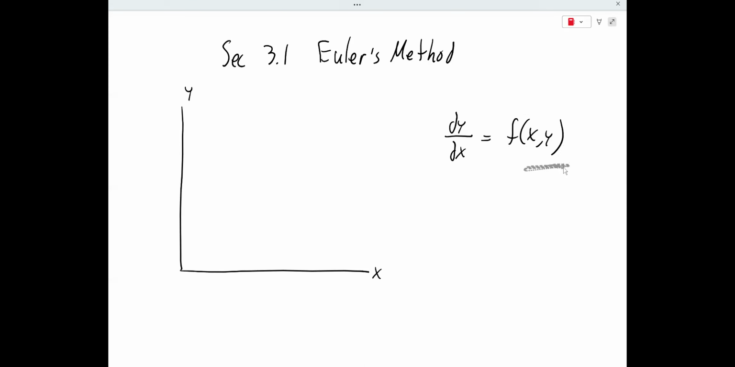But it turns out you can still get a numerical approximation of what the solution curve looks like. So basically, the situation is you have a differential equation and you have some initial condition like this. And basically, the way Euler's method works, you start at a point here, x naught, y naught. I'll label it, x naught, y naught. So you start at this point right here.